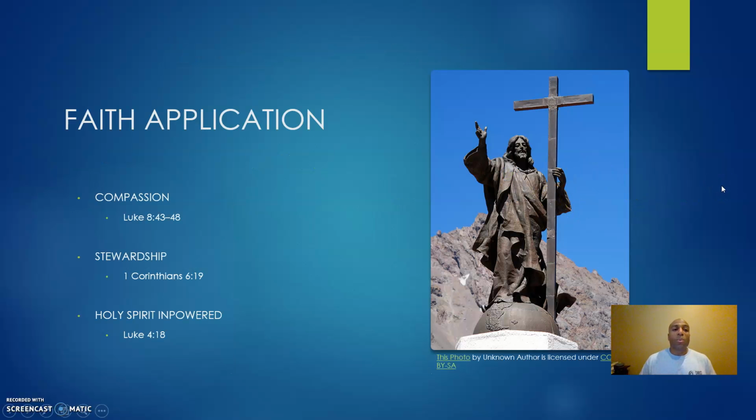And then lastly here, what we want to do is obviously look at our faith application, or how does our faith play into this role as an exercise professional. And there are three main concepts that come to my mind here: compassion, stewardship, and being empowered by the Holy Spirit. There are several different instances in the Bible. First, quoting off of the book of Luke, chapter 8, verses 43 to 48. And this is going to be where Jesus was healing the woman with the blood disorder.